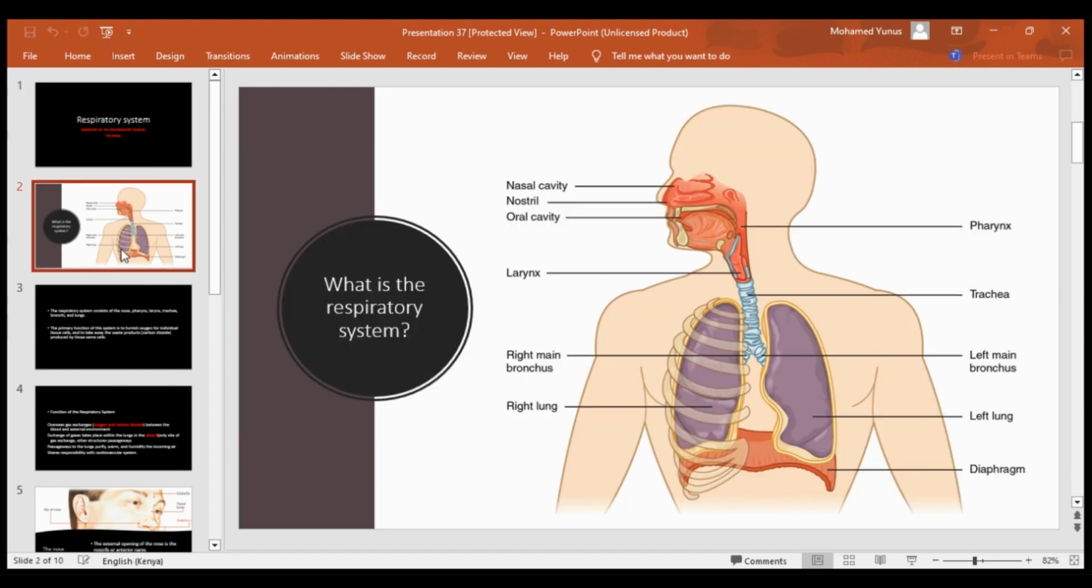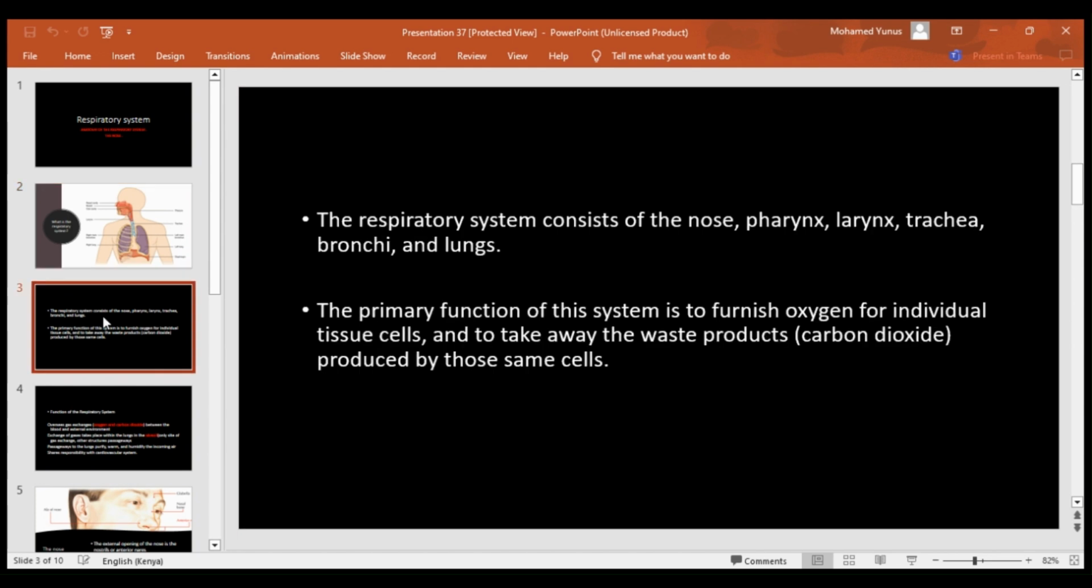And what is the respiratory system? Just from the diagram here, you can see the respiratory system consists of very many parts. We have the nasal cavity, the nostril, oral cavity, larynx, the right main bronchus, the right lung, the pharynx, the trachea, the left main bronchus, the left lung, and the diaphragm. All those make up the respiratory system.